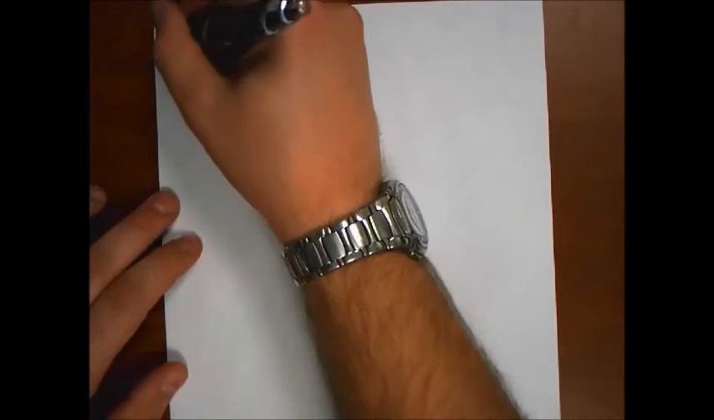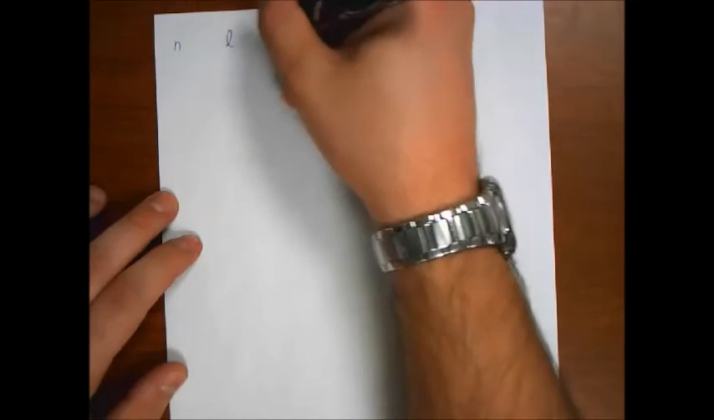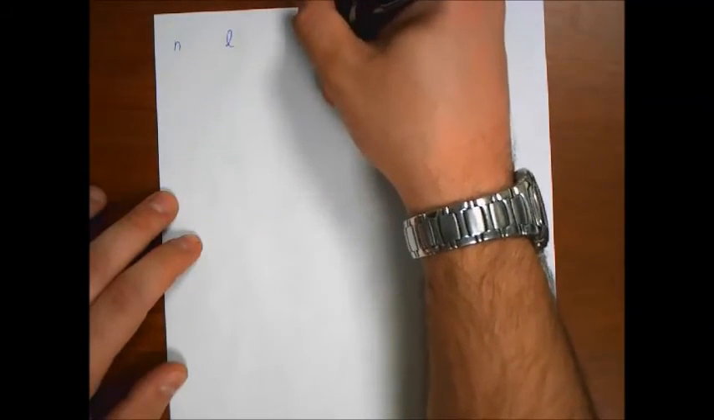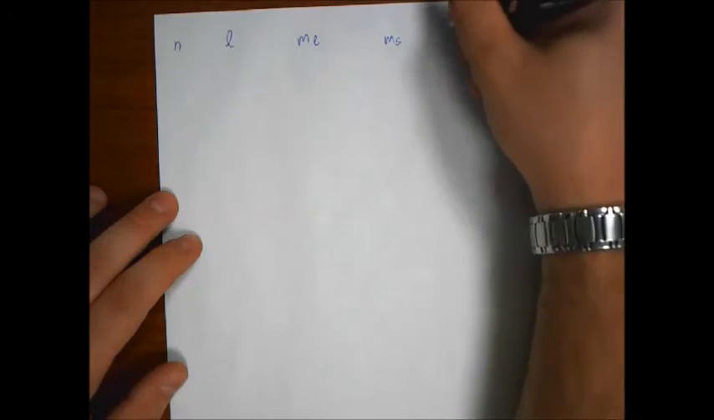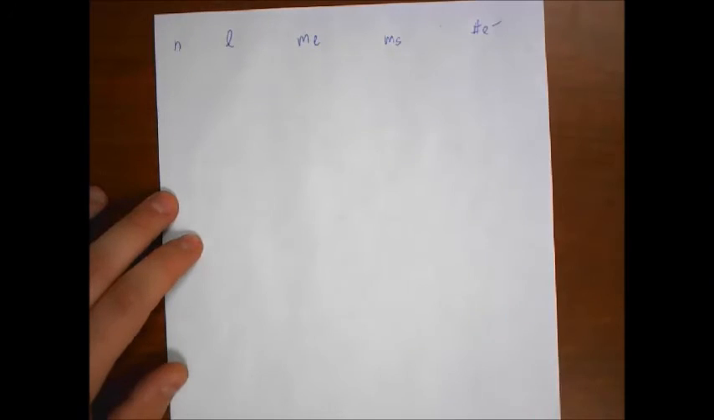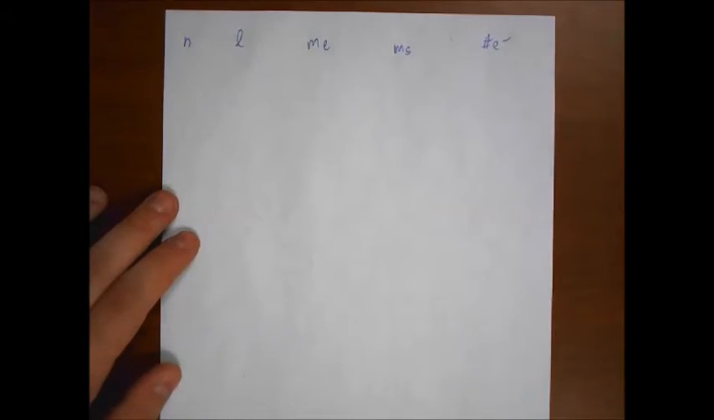So if you want to go through and do this all the way out, we can create a table where we do n, l, m sub l, m sub s, and then the number of electrons. These are all possibilities, and we can figure this out.